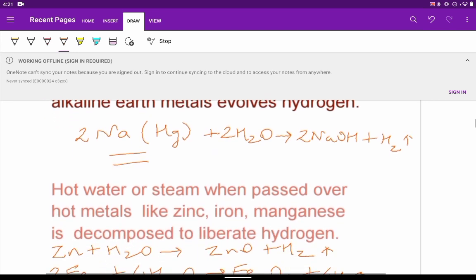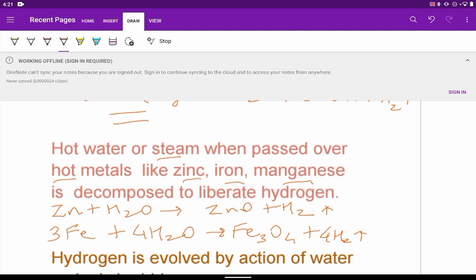Now for some other metals like zinc, iron, manganese, we have to take these metals in hot state and they are to be treated with steam or hot water. If this reaction is carried out, here also we see the liberation of hydrogen gas. Like zinc with water will give the oxide of zinc, ZnO, and hydrogen gas is evolved. Similarly, iron with water, in both the cases with zinc and iron, it should be hot water or steam. Then we get Fe3O4 and hydrogen is liberated.